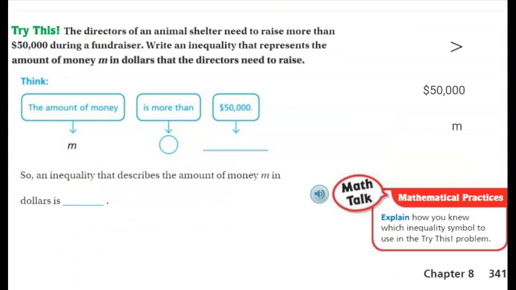The directors of an animal shelter need to raise more than $50,000 during a fundraiser. Write an inequality that represents the amount of money, M, in dollars that the directors need to raise. So first of all, I'm just going to go ahead and underline that keyword in there to know what kind of inequality to write. I underlined more than $50,000. So the amount of money, M, is more than $50,000.